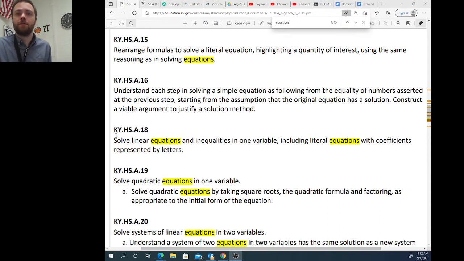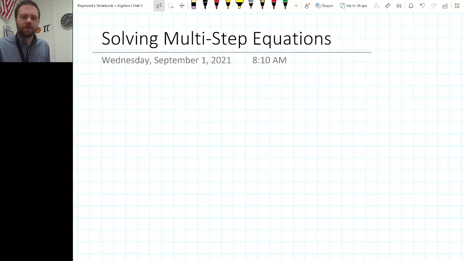So you want to be able to solve linear equations and inequalities in one variable. We'll get to inequalities. Right now we're dealing with equations, and literal equations comes later. You want to understand each step in solving a simple equation as following from the equality of numbers asserted at the previous step. So this is just showing your work and being able to justify what you're doing. Okay? So those are the standards. Really the goal.